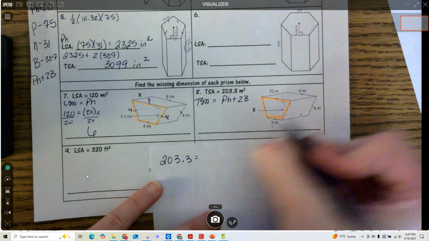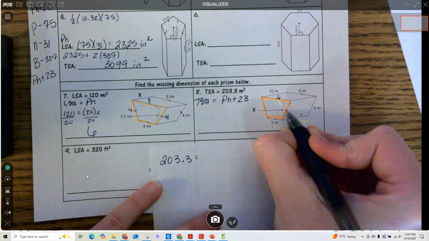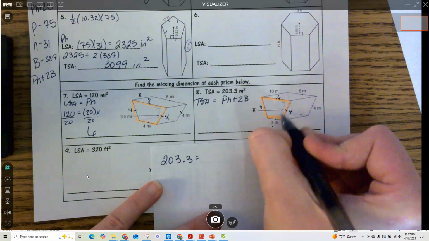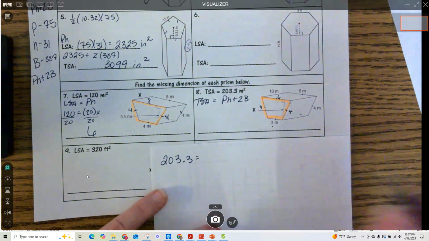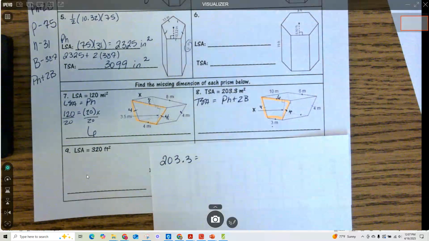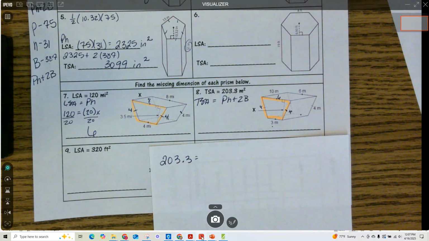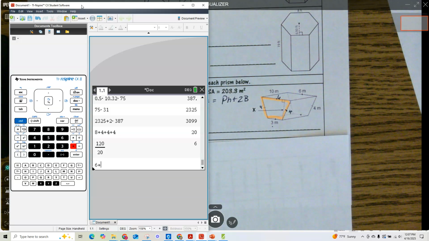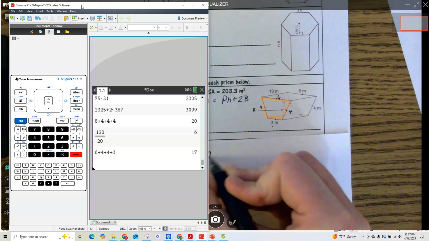Yes. This is 3, this one's 6, this one's 4, this one's 4. What we're looking for is the height of the base. So I can find the perimeter. So let's do that really quick. 10, 17? Yeah. Sorry, I don't trust myself now.